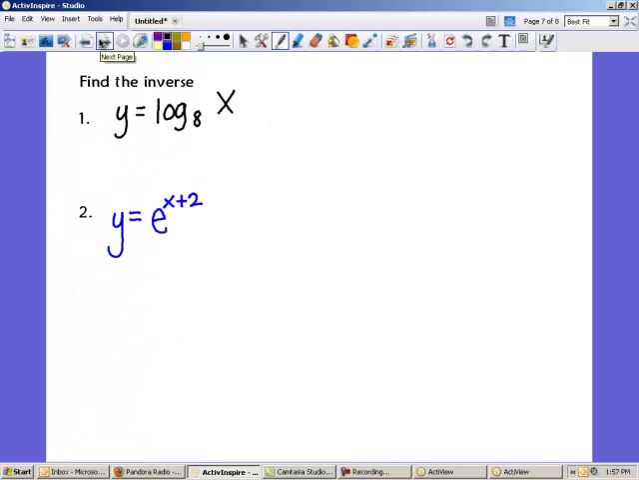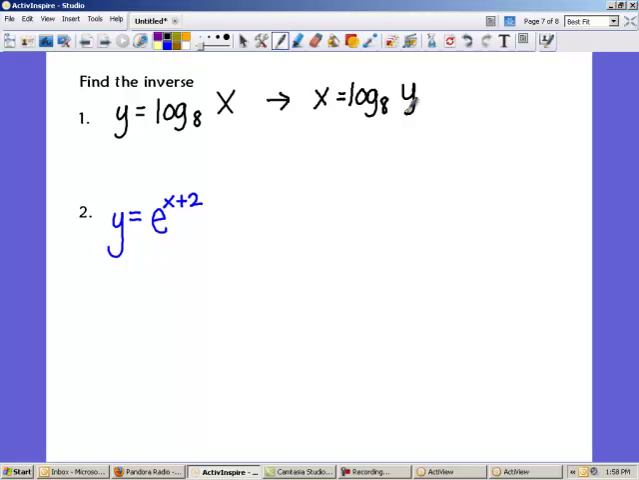Now we're going to find the inverse, and we've found the inverses of other functions as well, and it is the same exact process. So we're going to switch our x and y around. So now we have x equals log base 8 of y. Okay, and now we want to solve for y.